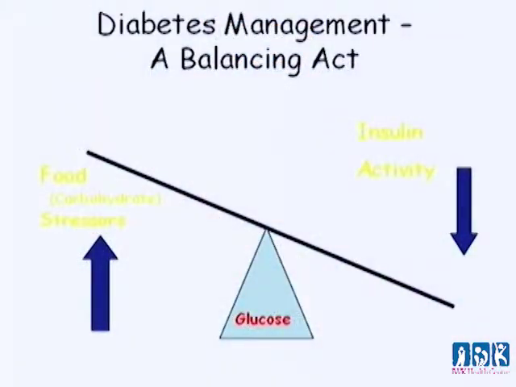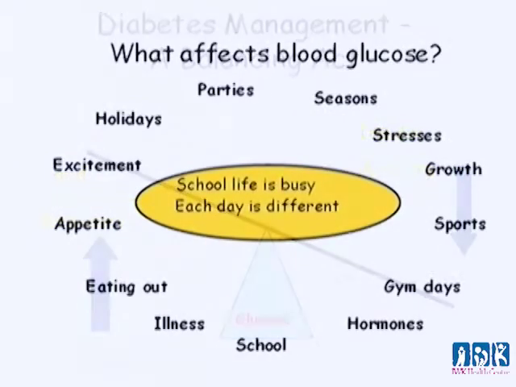Diabetes management is a balancing act. The treatment of diabetes can be viewed as a balance. On one side, food and stress increase the amount of glucose in the blood. On the other side, exercise and insulin lower blood glucose levels by allowing glucose to be used for energy. Children with diabetes must test their blood glucose frequently to monitor this balance.